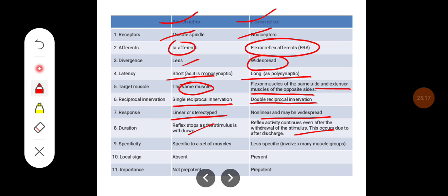Stretch reflex is specific to a stretch of muscles, whereas it is not specific in flexion reflex. Local sign is absent in stretch reflex, but it is present in the flexion reflex. And the stretch reflex is not prepotent, whereas the flexion reflex is prepotent.